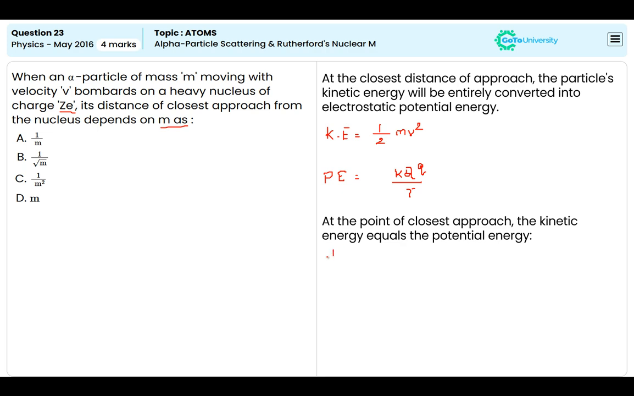Then we can write (1/2)mv² = KQQ/R. From this we can say that R is inversely proportional to the mass here. Then option A is the right answer.